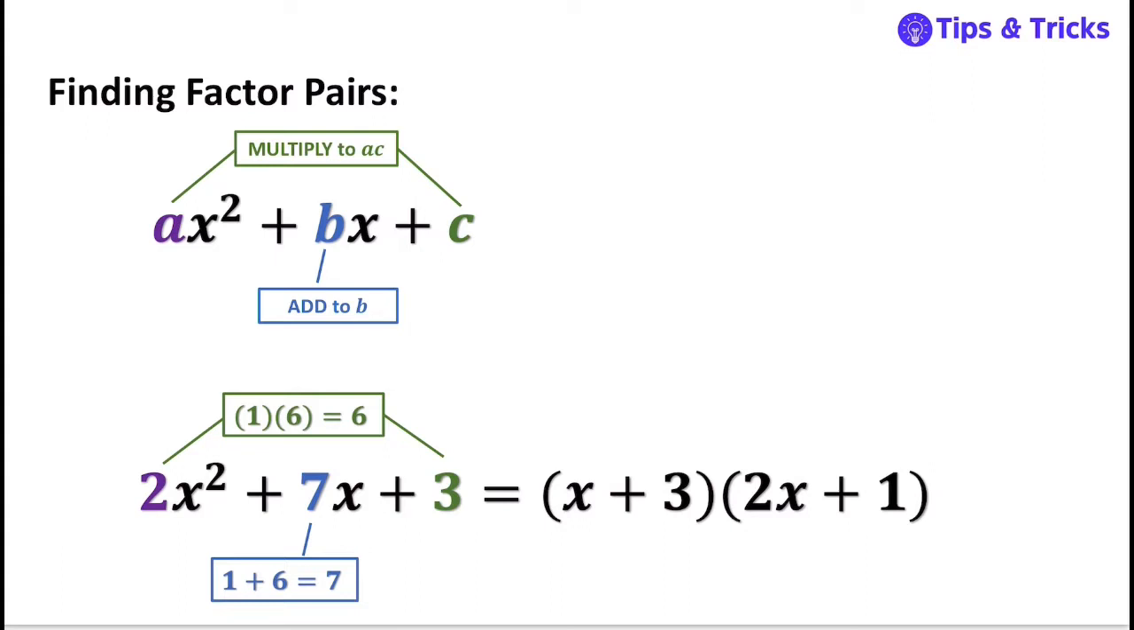So remember also, when we're factoring when a is not equal to 1, we can't just write the factor pair in our final factored form. We have to do a few extra steps before that.